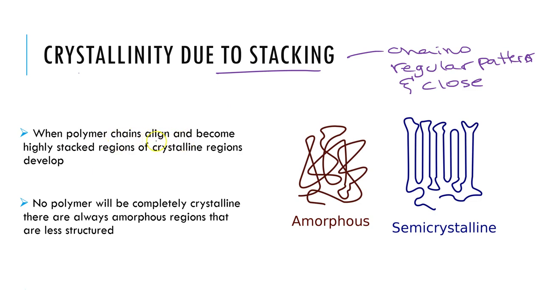So when polymer chains align, okay, so they all line up nice and tightly, they become highly stacked regions or crystal regions within the polymer. Okay, so this is going to be a high density again. Okay, so we're going to have greater strength in our polymer, but also greater clarity as well.